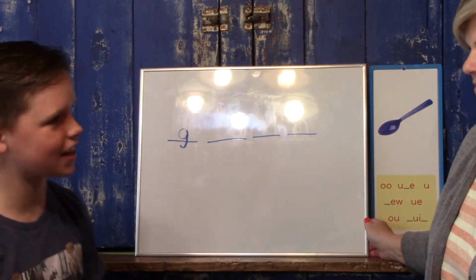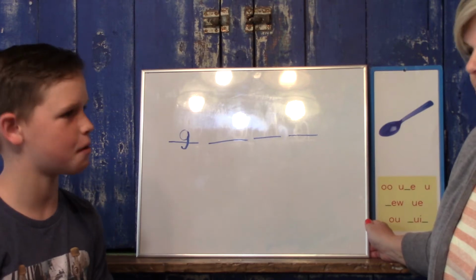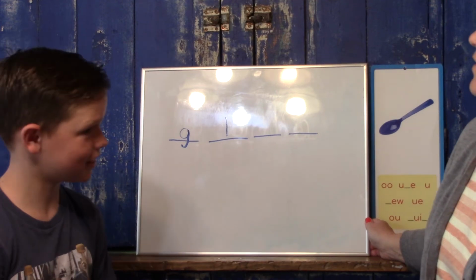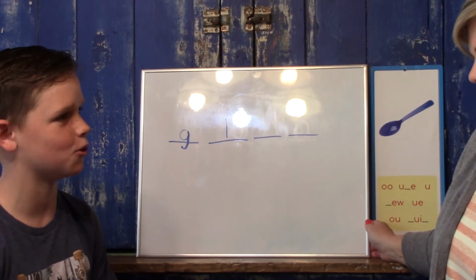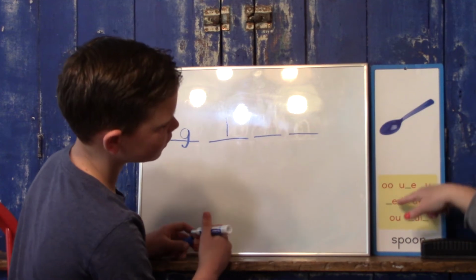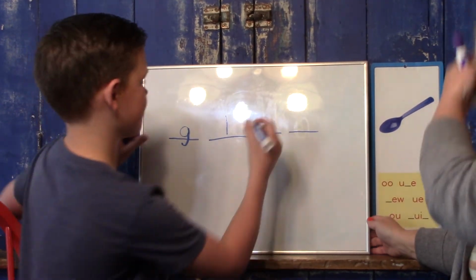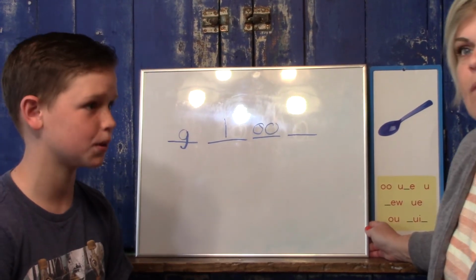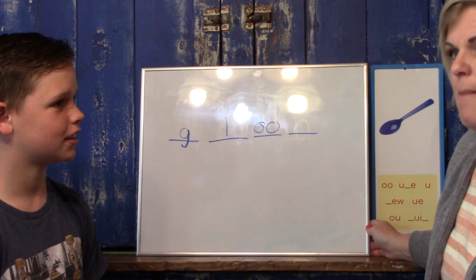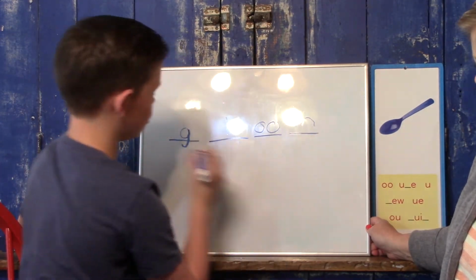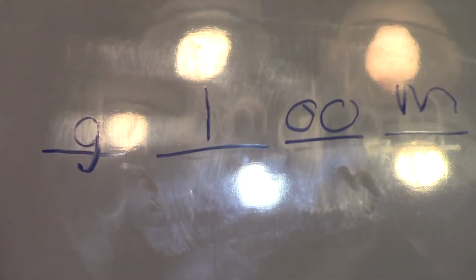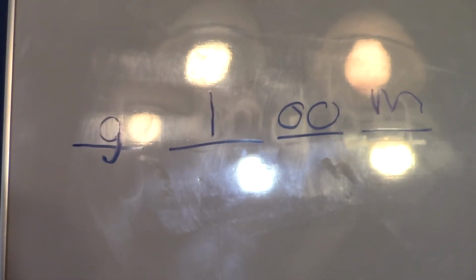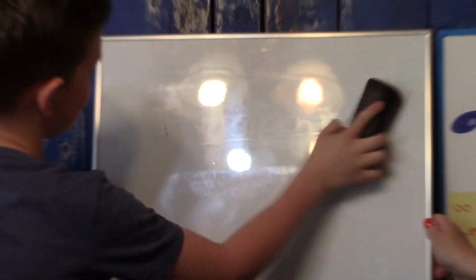Yes. Now the second sound, what is that? L. And how do we spell L? Yes. The third sound is what? Ooh. And how do we spell ooh? With an O-O. Yes. And what's the last sound in gloom? M. And how do we spell M? Yes. So your word should look like this. Now let's spell it. G-L-O-O-M. Gloom. Nice job.